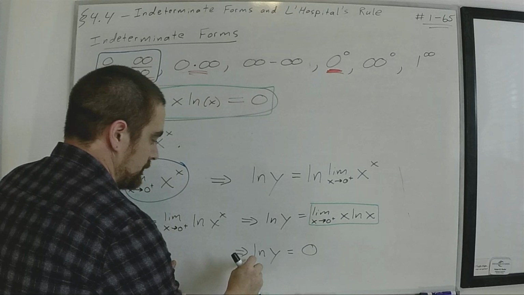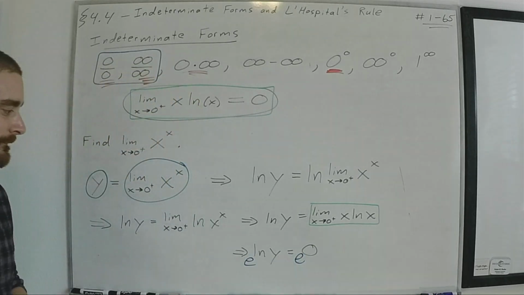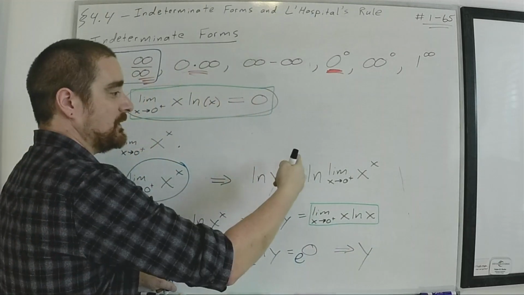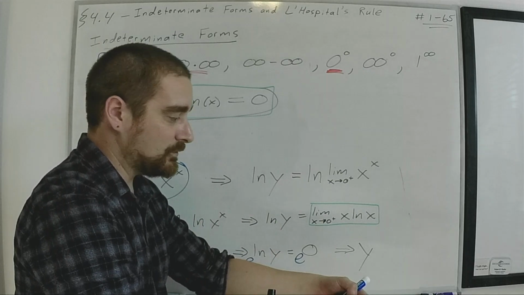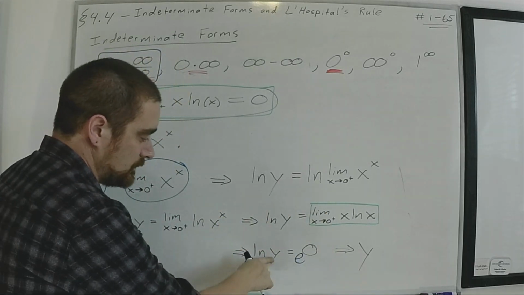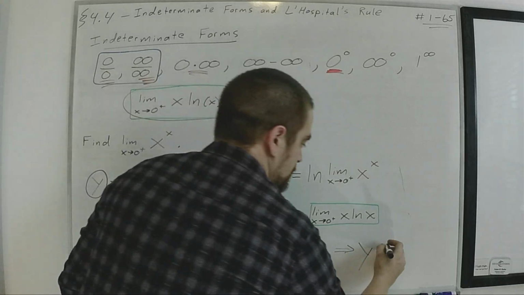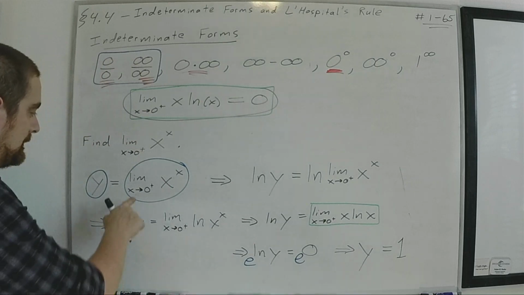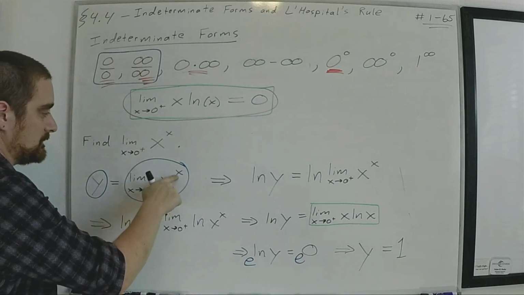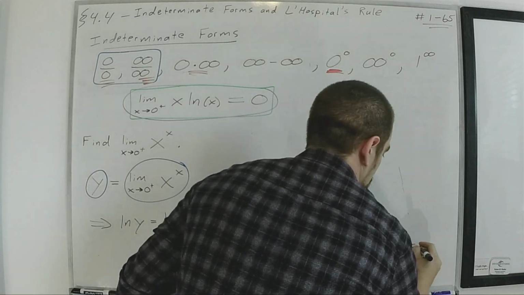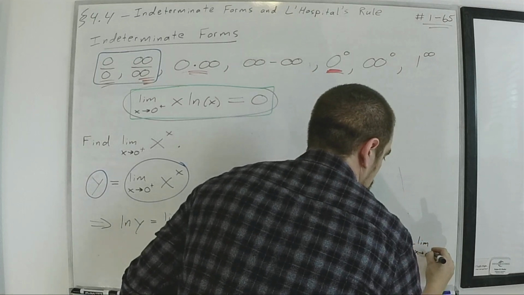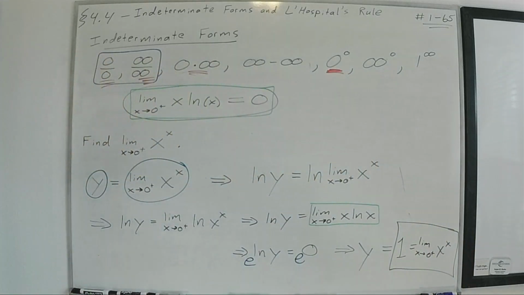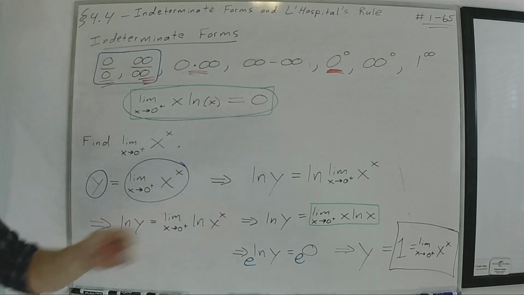We exponentiate both sides of this equation. E to the log of y is an identity for y. Right? When you exponentiate a log, the exponential function and the log function are inverses of each other, so you just get that y back. E to the 0 is 1. So that tells us that our limit as x goes to 0 from the right of x to the x must be 1. Right, because that's what we called y. So there it is, there's y.